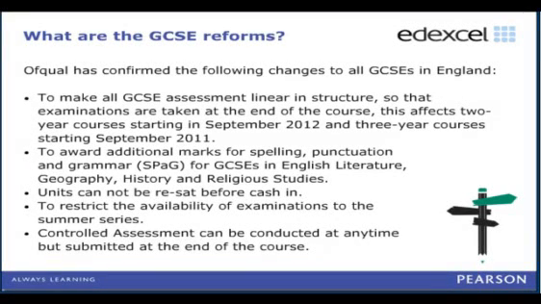All examinations will be assessed in the summer only, with the exception of mathematics and English exams, which will have a November session. Finally, controlled assessment can be conducted at any time but submitted at the end of the course. So the difference with that at the moment with statistics is you can take the controlled assessment perhaps in the first year of a 2-year course. You could get your marks for that at the end of year 10 and then take the written exam at the end of year 11.